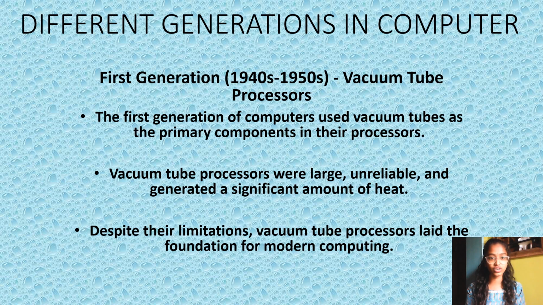Let us see the different generations of computer. First generation, it evolved in the 1940s to 1950s. It has a vacuum tube processor. The first generation of computers used vacuum tubes as the primary component in their processor. Vacuum tube processors were large and generated a significant amount of heat. Despite their limitations, vacuum tube processors laid the foundation for modern computing.